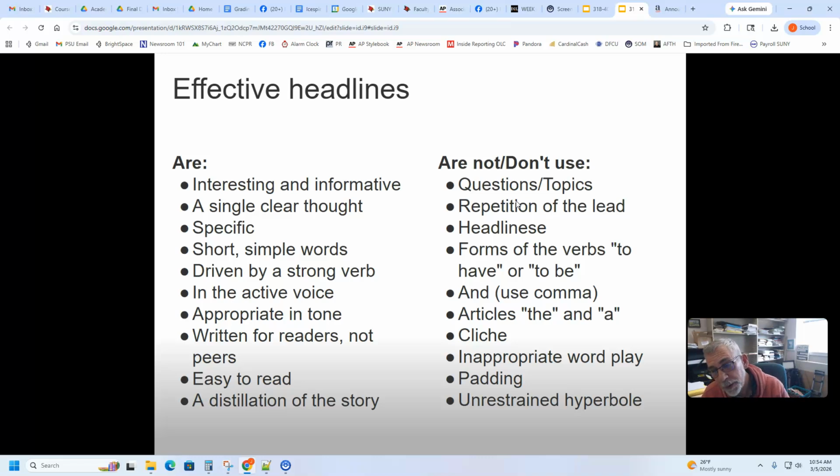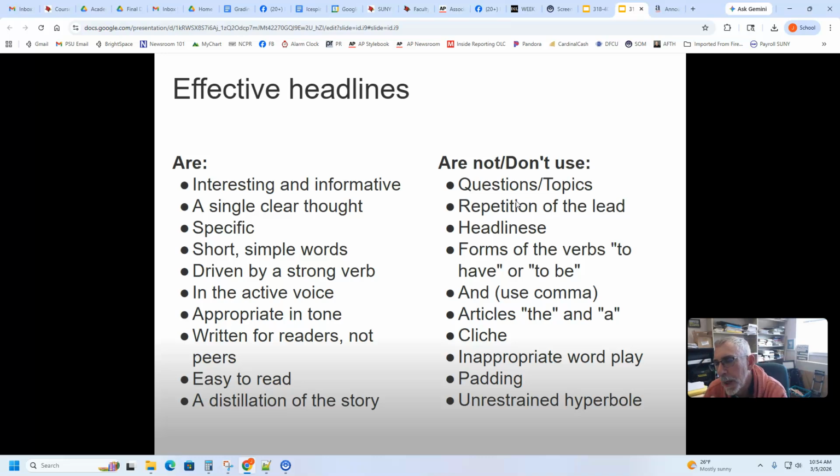But things we don't want to do is, in general, we don't want question headlines. Honestly, I think they should be extremely rare, and they're much more common than they should be. They're too easy. Don't ask us, tell us. Also, they shouldn't just be topics. Like, imagine a headline that just says, discussion about abortion. Well, who discussed? Why? What did they say? So it's just the topic. Don't just give us the topic, tell us what happened. This applies to leads and to headlines.